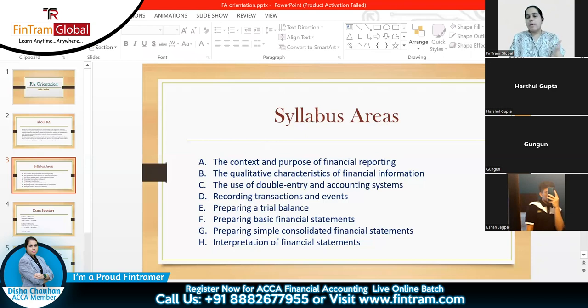Then preparing a trial balance, again, something from 11th and 12th accounts, very basic. What is a trial balance? How would you correct any errors? What are some errors that a trial balance can spot? What are those errors which a trial balance cannot find out?